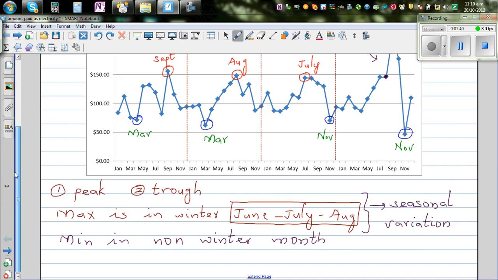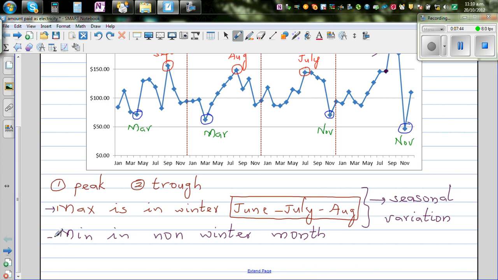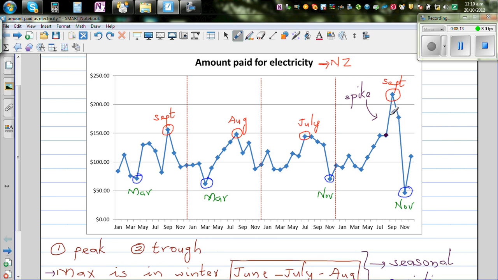So here you can see one inference, this is the first inference. The second inference is that there is a spike. A steep increase or decrease is called a spike. There's a spike in the fourth year, in which month? That is September. Okay, because I'm not writing the whole reason, it may be due to the family using more electricity, because their friends may have come to stay with them for holidays, or the company increased the rate. Whatever the reason, there is a spike here.